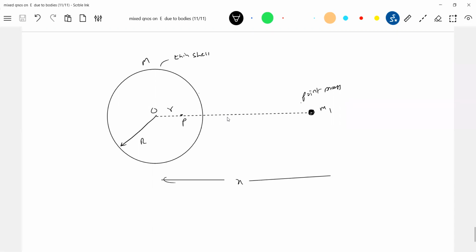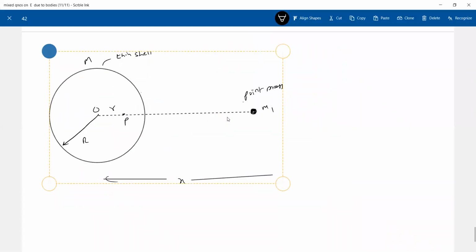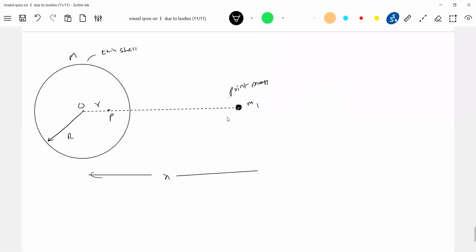Superposition principle, the net field at point P. First due to the shell, then due to the point mass. I think that's the only alternative available, no? No need of anything. The net field at point P is the field due to the shell plus the field at point P due to the point mass.